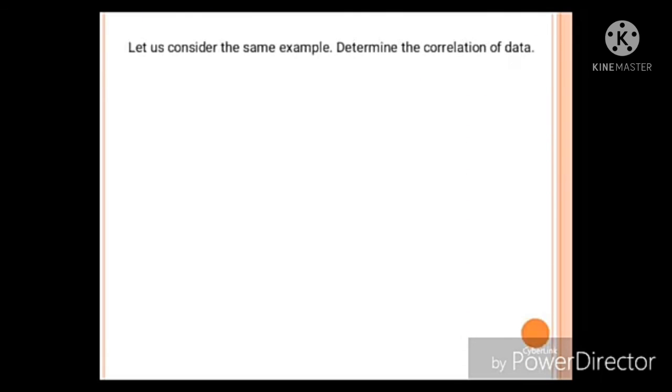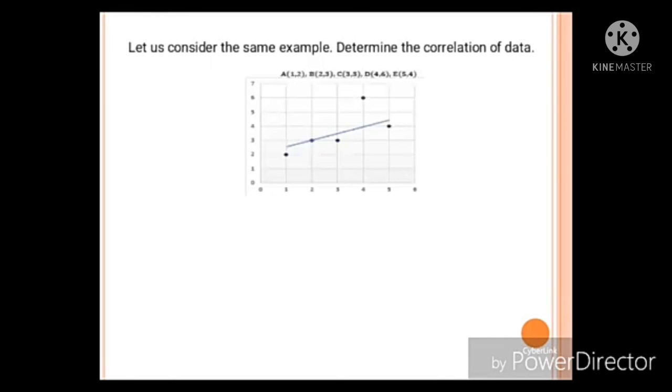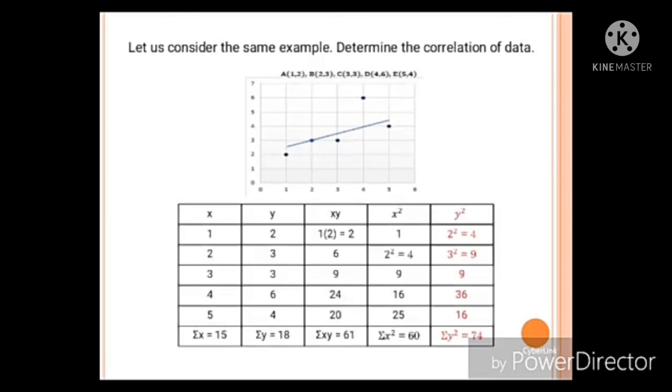Let us consider the same example. After determining the equation of the line of best fit to the given data, let us now determine the correlation of the data. The first 4 columns were already filled in the previous solution. For this one, we need an additional column for y squared. In solving for y squared, we must multiply all the numbers in y by itself.